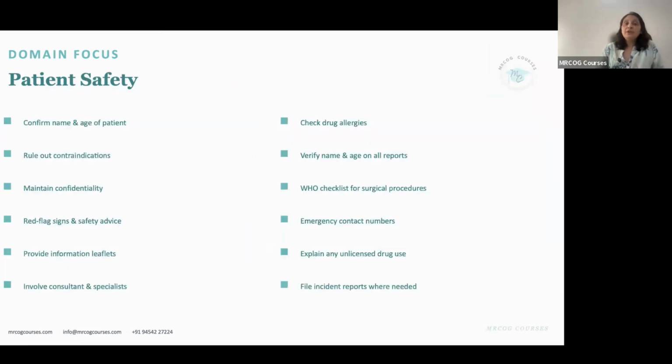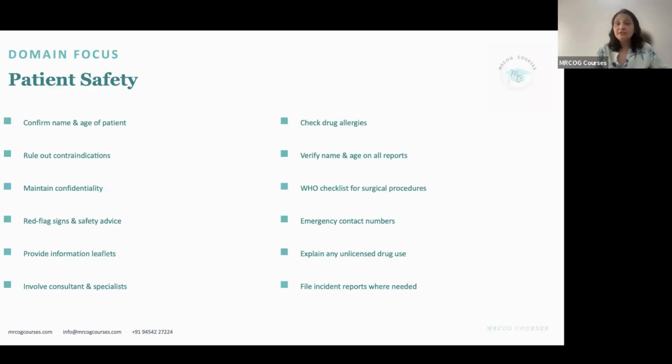Patient safety, very important. Many people find patient safety very difficult, but actually it is not difficult, because if you are following the basic norms of the station, it becomes very easy. So from the very beginning, confirm name, age, rule out contraindications whenever you are giving any drugs. Maintain confidentiality as required. Red flag signs, safety advice, safety netting, we call it. Like tell her these are the red flags, you need to come back. These are the contact numbers. Always include safety netting. Check for the allergies.